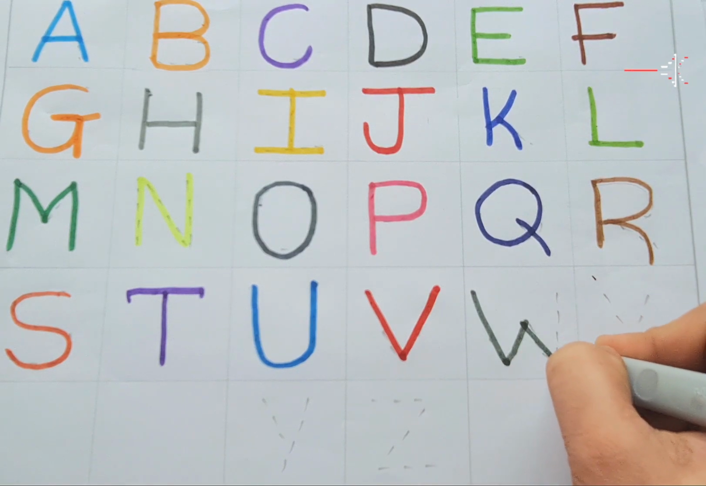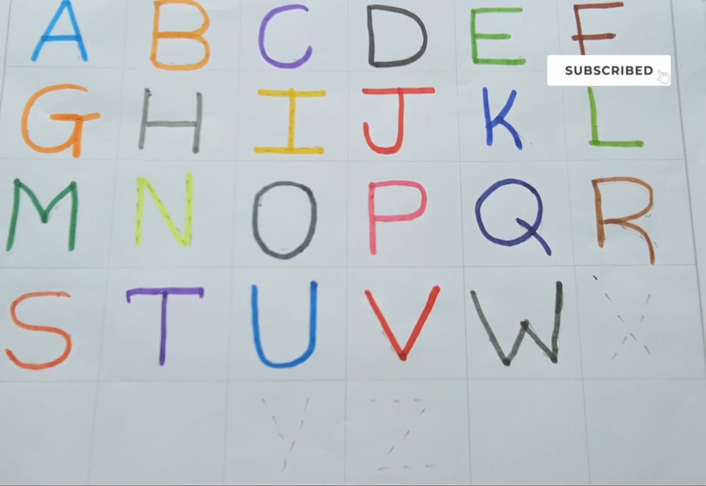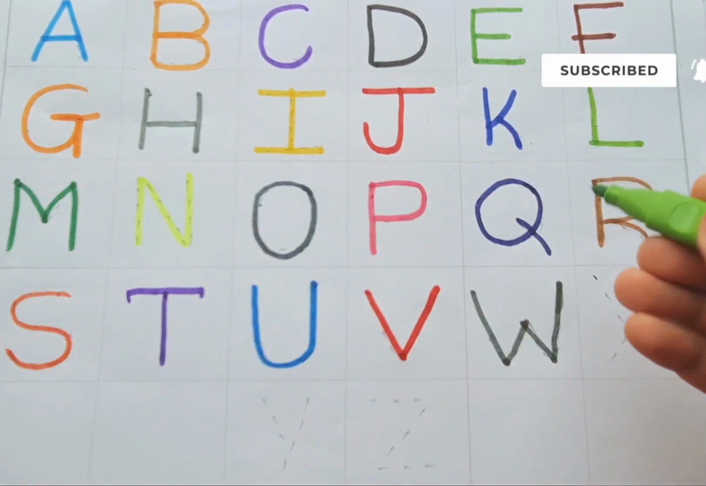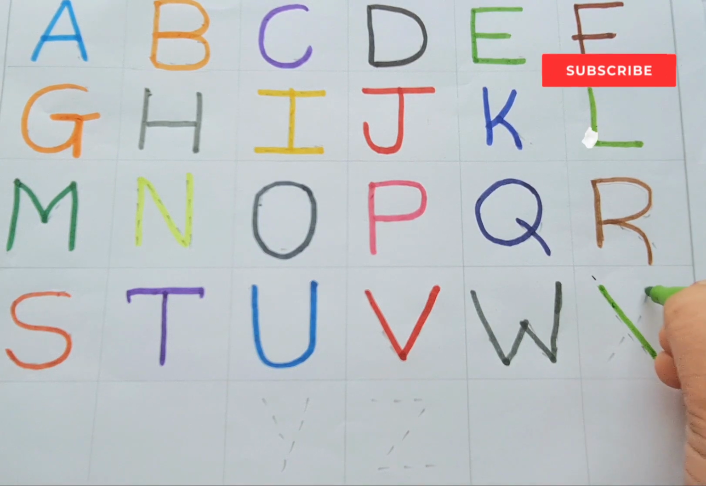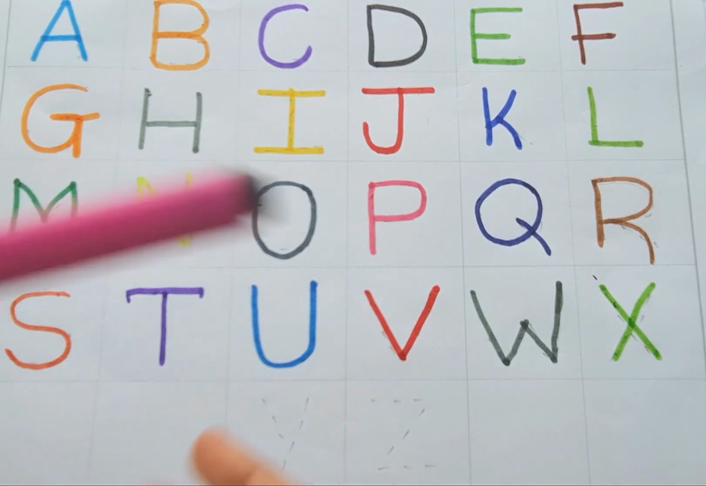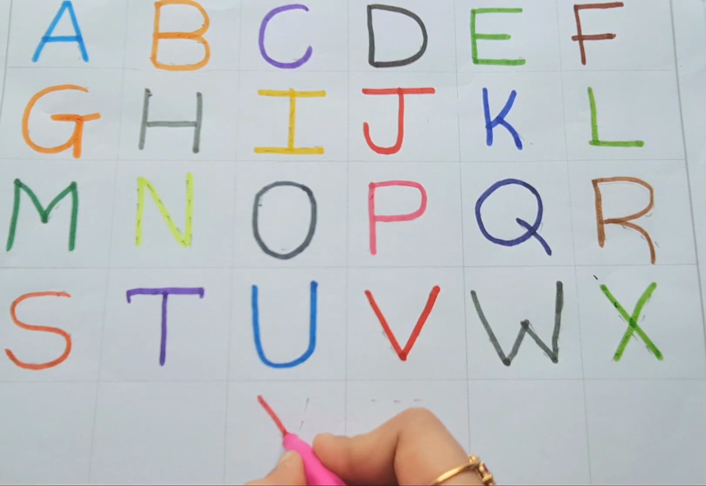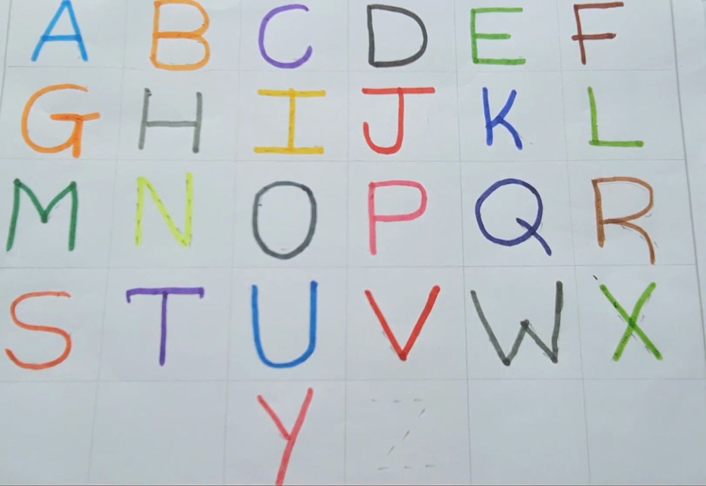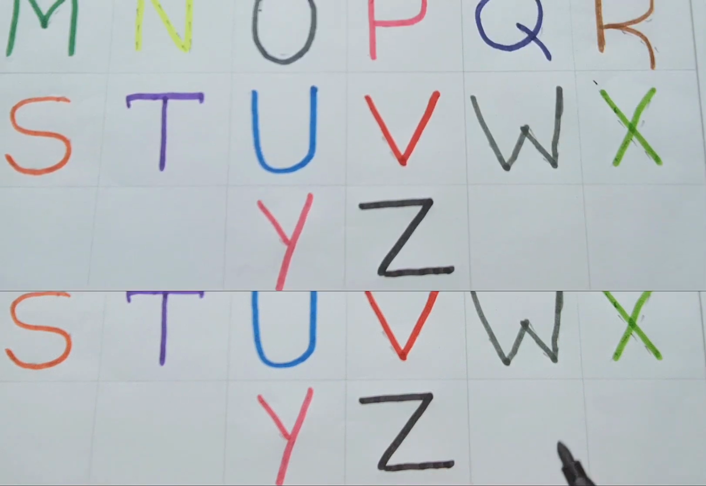Gray color. W. W is for watch. Green color. X. X is for xylophone. Pink color. Y. Y for yak. Black color. Z. Z is for zebra. Amazing!